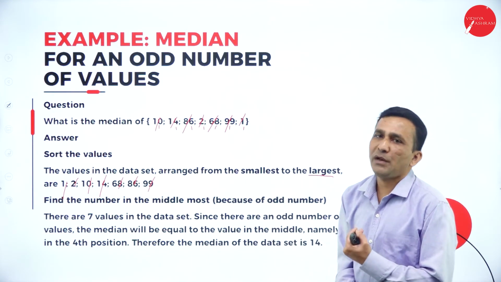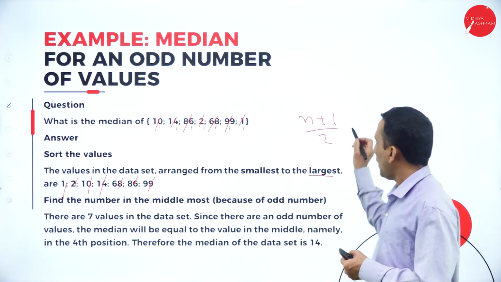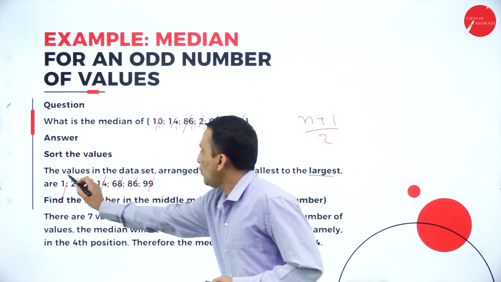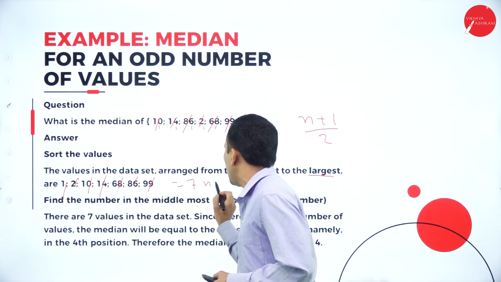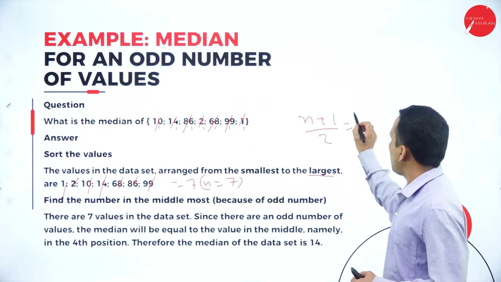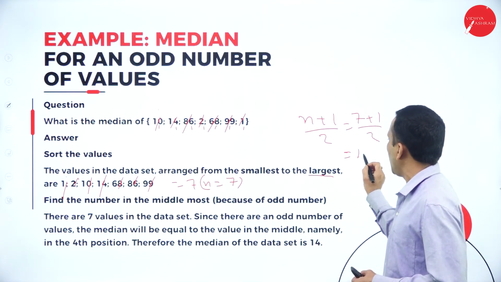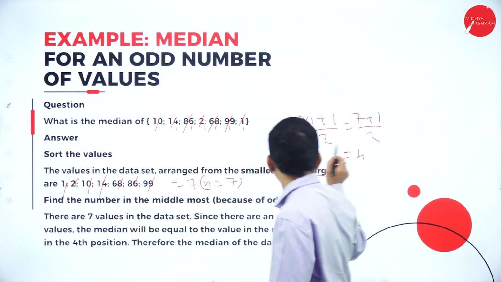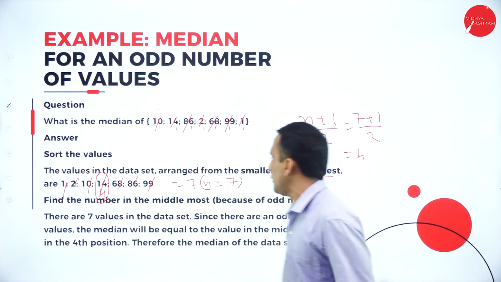Now for the second step, the formula is very simple: (n plus 1) divided by 2. After arranging, how many numbers are given? 1, 2, 3, 4, 5, 6, 7. So 7 numbers are given, n is equal to 7. Now 7 plus 1 divided by 2, 8 divided by 2, I am getting 4. Exactly first place, second place, third place, fourth place. Now I am getting the fourth place, which is the value in that place. Now the median value is the fourth value.